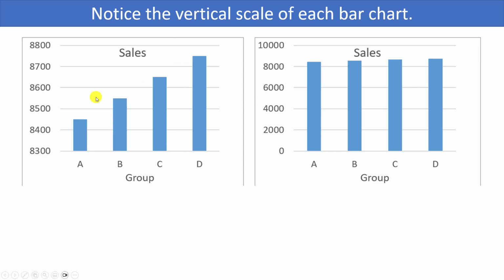But the way that the graph has been displayed here makes it look like if you're part of group D, that you're doing so much better than the others. Once again, the bar lengths are not proportional to how big the numbers are, right? If that was the case, then the A group should be like less than half of the D group, right? The D group is like 8750, and the A group is like 8450. That's not half of D. So this is not really accurately representing the numbers on our graph.